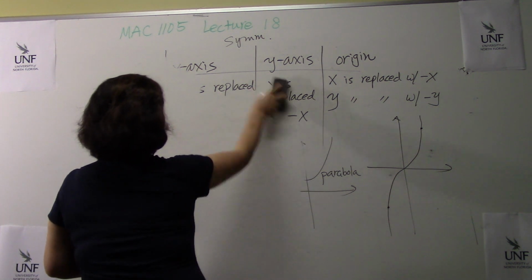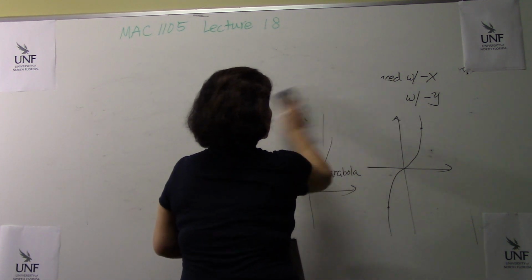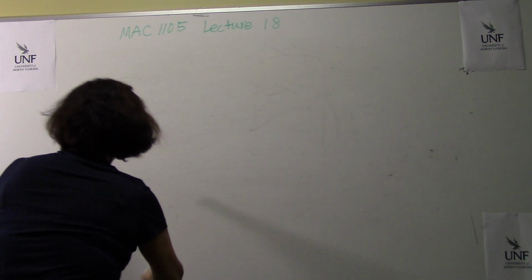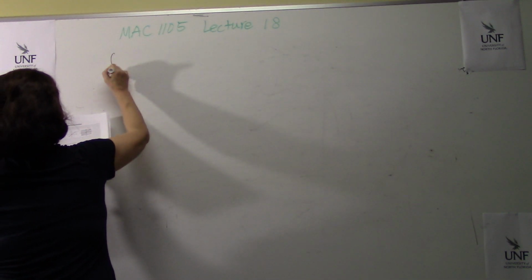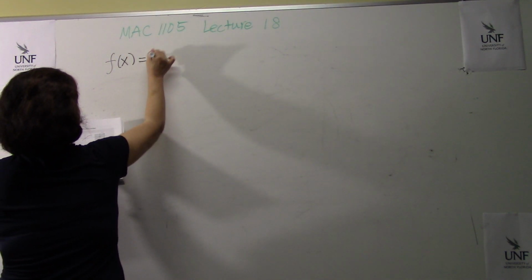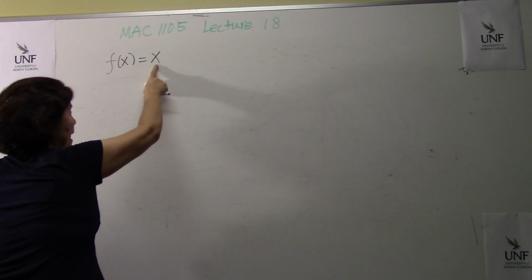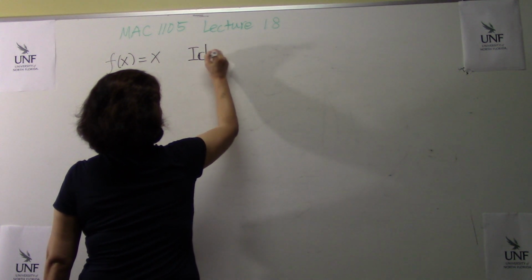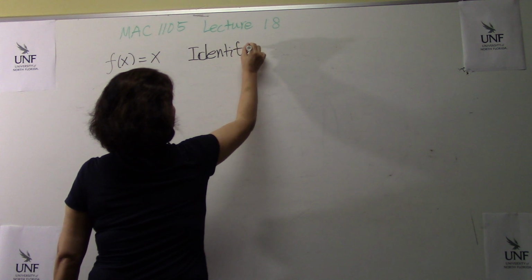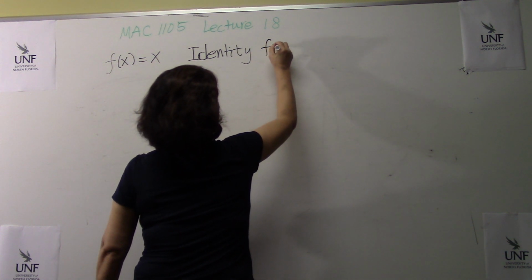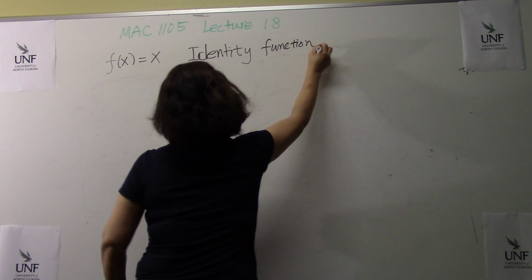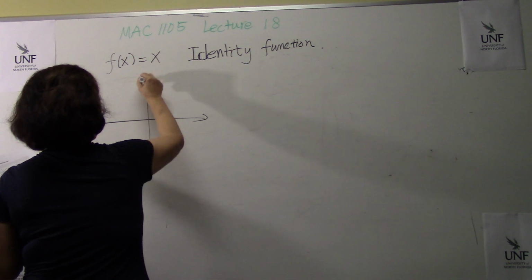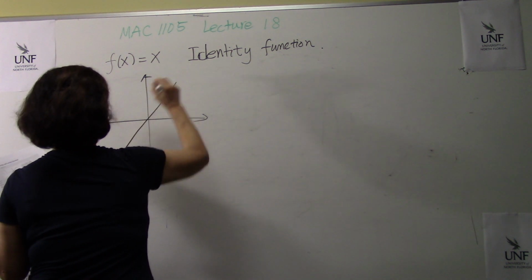The very first one, we call it f of x equals x. You see, input x, output x, the same. So we call this the identity function. Of course, everybody knows the graph. The slope is 1 and it goes through the origin.